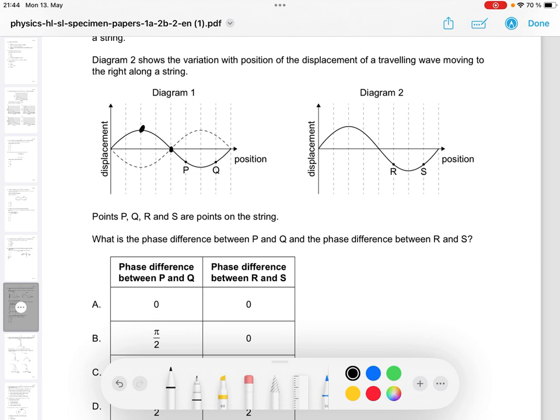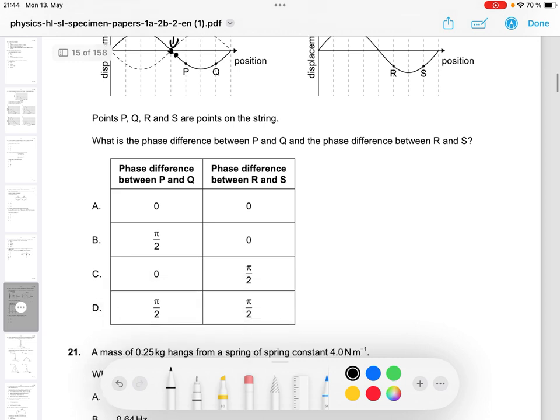So for example, this point and P would have an odd number of nodes between them, so therefore they would be out of phase. But this point and P would have an even number of nodes between them, 0, and so would be in phase. Now you can see here that P and Q have no nodes in between them, and so the phase difference between P and Q can only be 0.